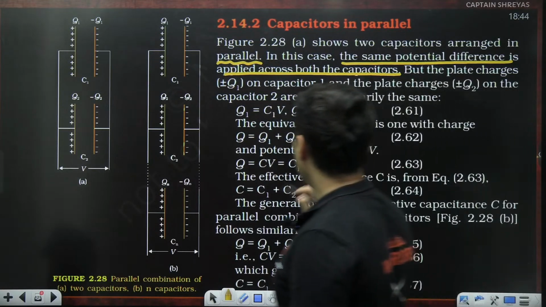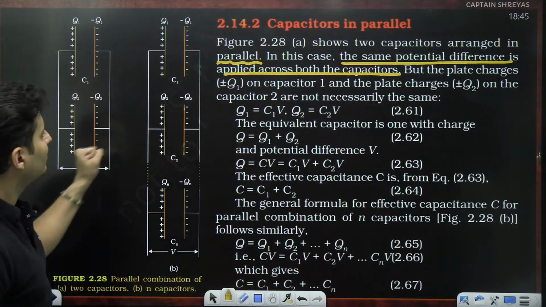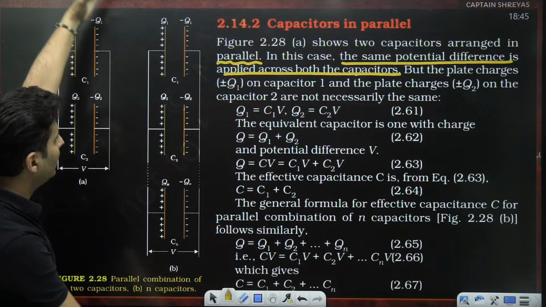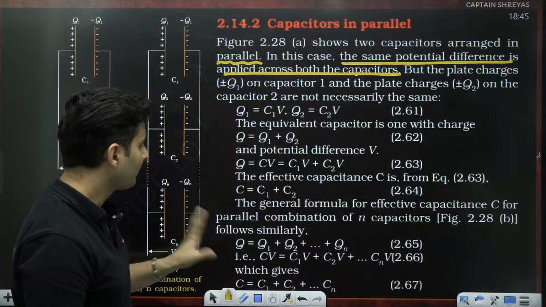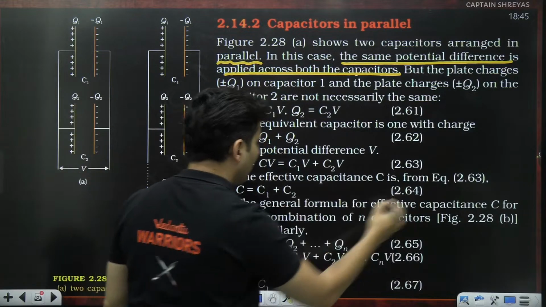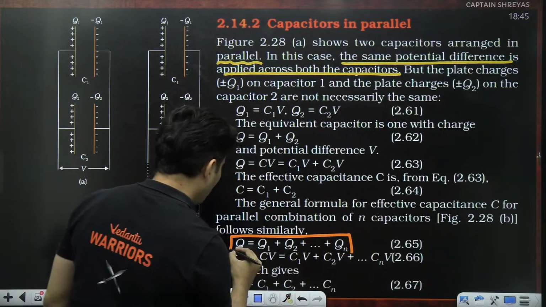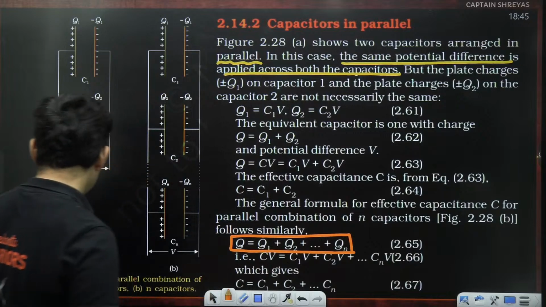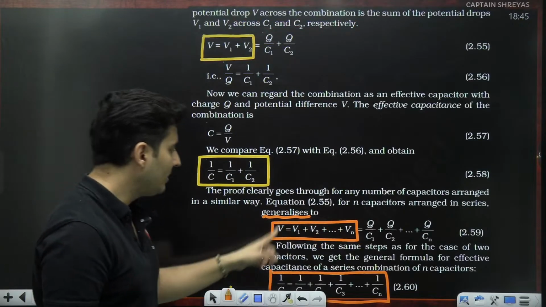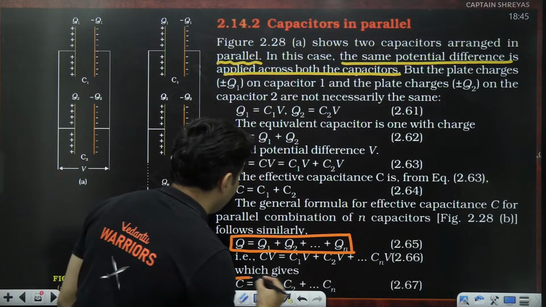And you will see that the total charge which was there will get distributed on these multiple capacitors. That's why the charge will be Q1 plus Q2. So in general, if there were many capacitors, the charge on the effective capacitor will be the sum of the charges. Here the charges add to give you the total charge. In series, the voltages add to give you the total voltage. It's exactly opposite.